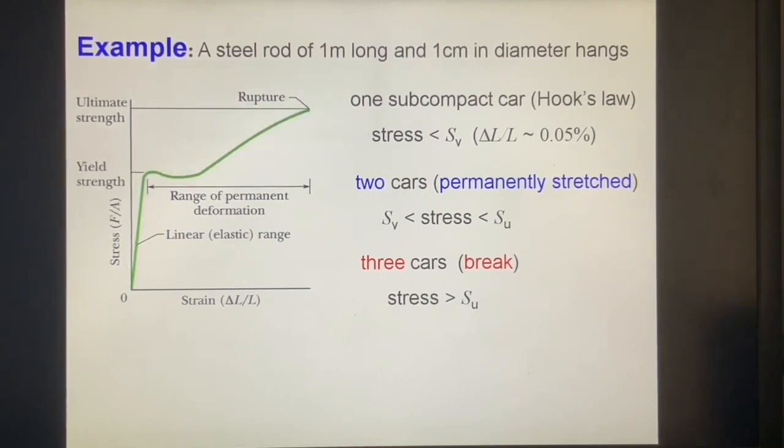This is the relative change. This is the stress.